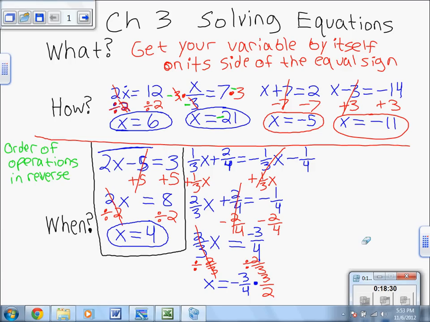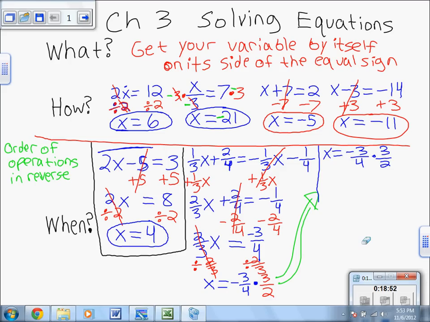So I'm out of room down here, so I'm just going to move it over real fast. I'm going to rewrite what we have so we see I just transferred it. So we've got x equals negative 3 over 4 times 3 over 2.